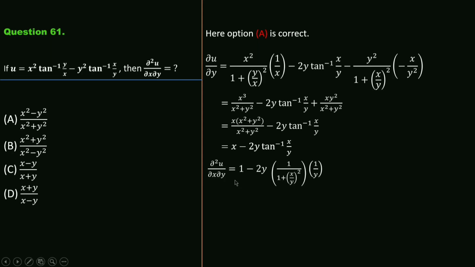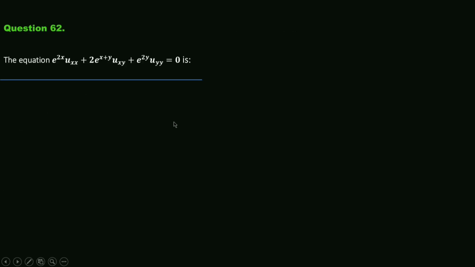So del square u by del x del y is given as the partial derivative of this quantity. Here it is 1 minus 2y into 1 by 1 plus x by y whole square into 1 by y, and by solving this we get 1 minus 2y square by x square plus y square, and by solving, x square minus y square by x square plus y square, which is option A. That is correct. So clear. Now come to question 62.